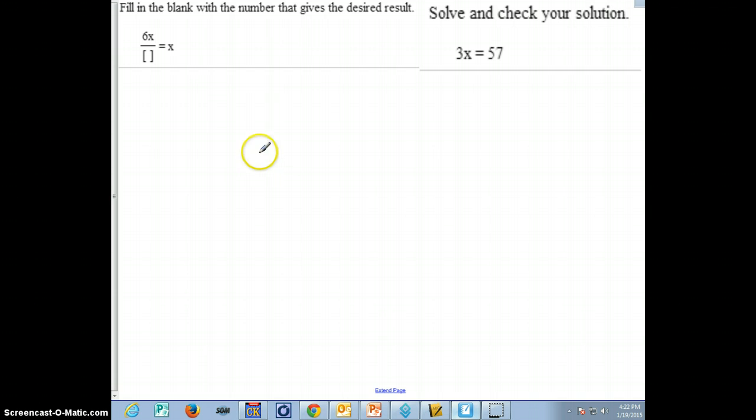Okay, fill in the blank that gives the number the desired result. So what could I do to 6x? If I divided it by something, I would end up with x. So if you notice, the 6 is gone. So if I made this a 6, that would make that happen. On this one, 3 times something gives me 57. So if I want to figure out what that is, the opposite of multiplying by 3 would be dividing by 3. So if I take 57 and divide it by 3, I would end up with 19.